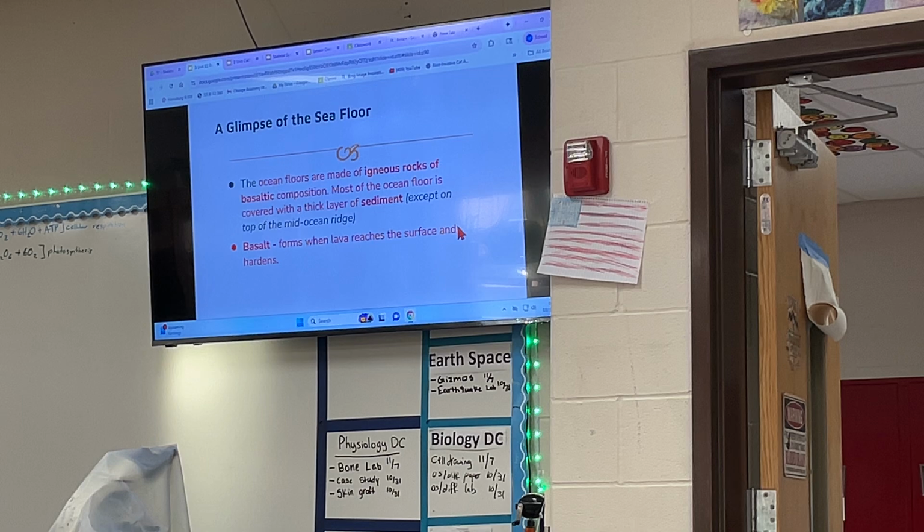But the part that is along the ocean ridges and where the crust is being formed is different because of the magma that's coming up.